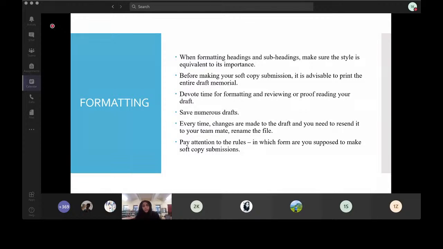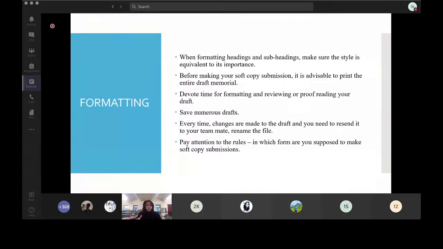Before making a soft copy, it is advisable to print the entire draft memorial, because sometimes errors are not noticeable in a soft copy. When you print it out, they're always visible faster. I say this from my experience. Like I said, devote time for formatting, and review and proofread your draft numerous times.